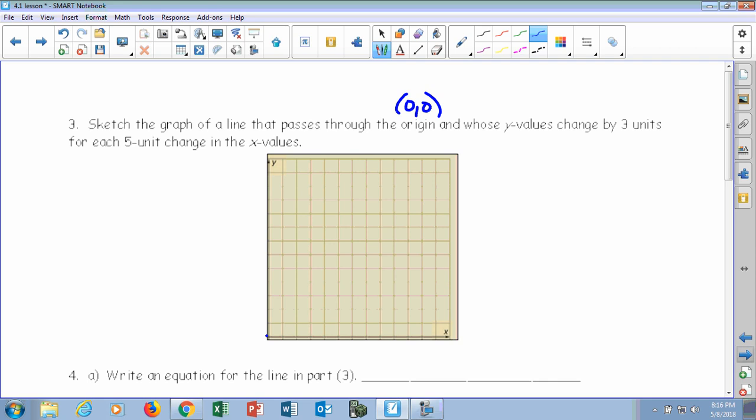So let's start doing that. All right, so go up 1, 2, 3, and over 1, 2, 3, 4, 5. There's a point. And up 1, 2, 3, and over 1, 2, 3, 4, 5. Now if I go over 5 now, I go off the board. So I'm just going to keep those points right there. Okay. And I'm going to go ahead and make my line.